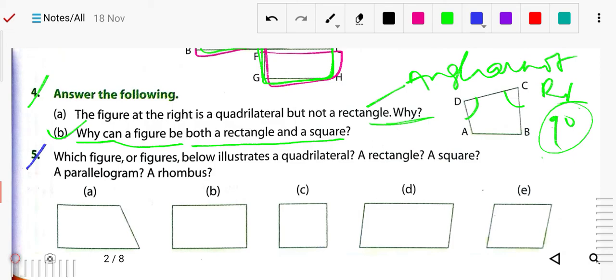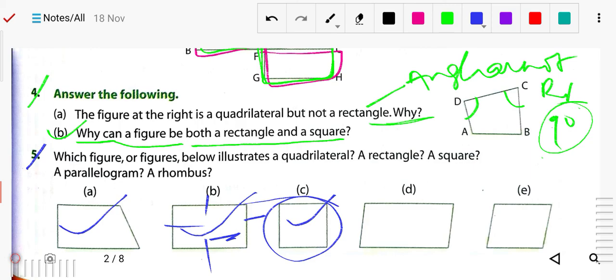Now number 5. Which figure or figures below illustrate a quadrilateral, a rectangle, a square, a parallelogram, a rhombus? So you have to write down, this is a quadrilateral. This is your rectangle. This is again a quadrilateral, not a rectangle and not a square, so simply we can say quadrilateral, four sides. This is the rectangle because opposite sides are equal and angles are 90 degrees. All sides are equal here, so square. Again this is the parallelogram, you can see these two are parallel, and this is your rhombus.